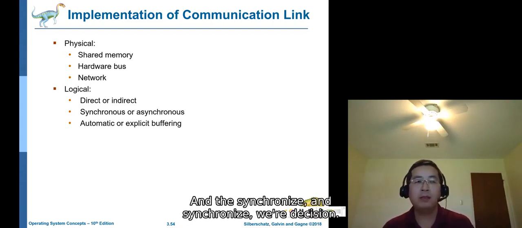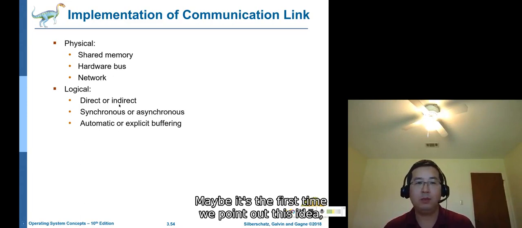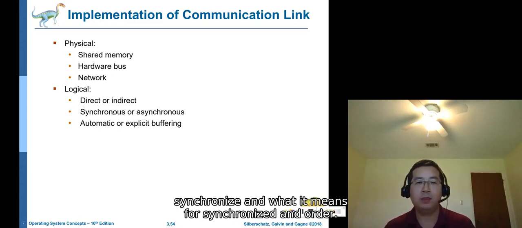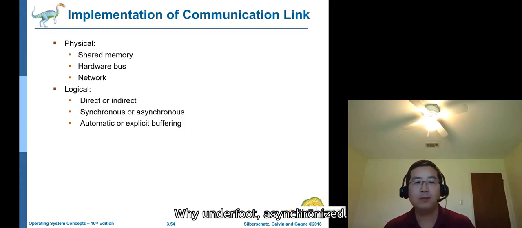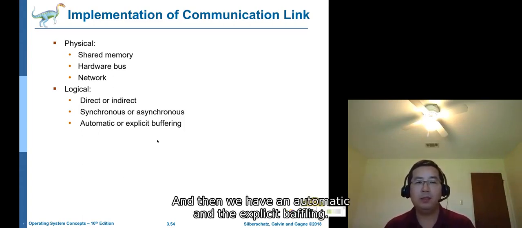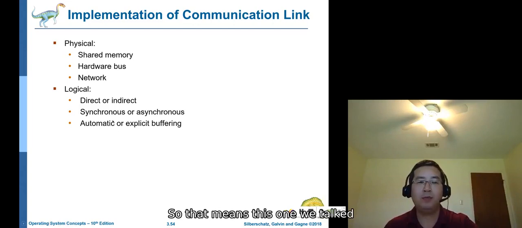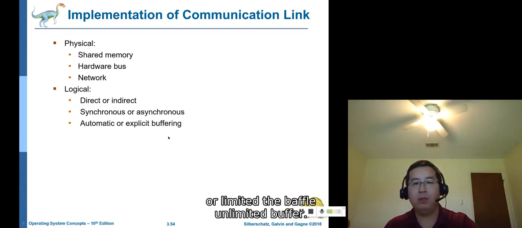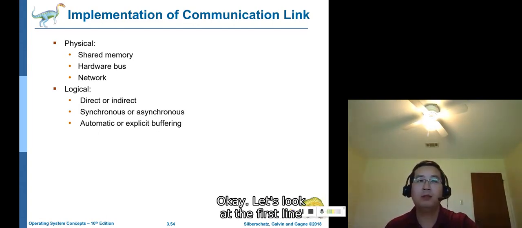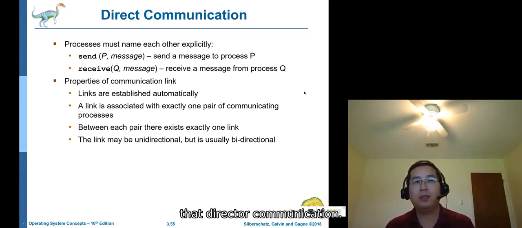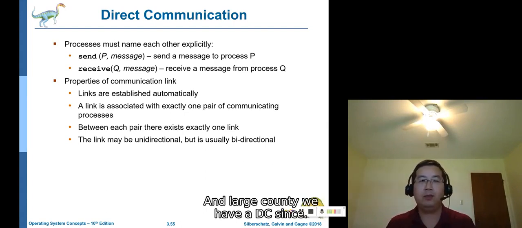Okay, and synchronous and asynchronous. This is maybe the first time we point out this idea: what it means to be synchronous and what it means to be asynchronous. And then we have automatic and explicit buffering. That means we talk about the buffer size, whether it's no buffer, limited buffer, or unlimited buffer. Okay, let's look at the first one, the direct communication. We don't spend our time learning the physical one because that depends on the implementation and so on. But logically we have these things.